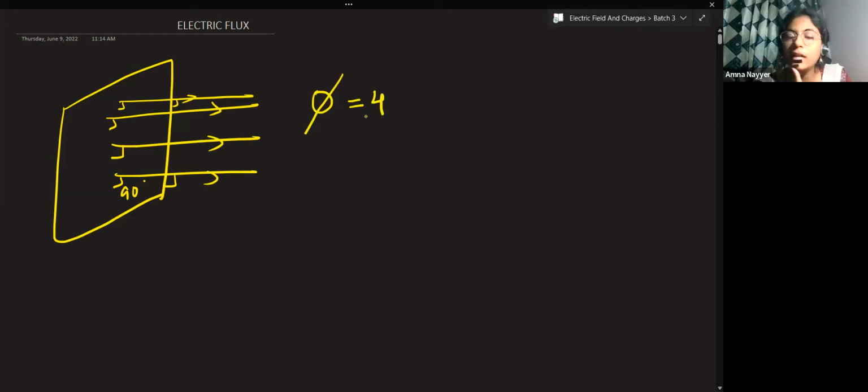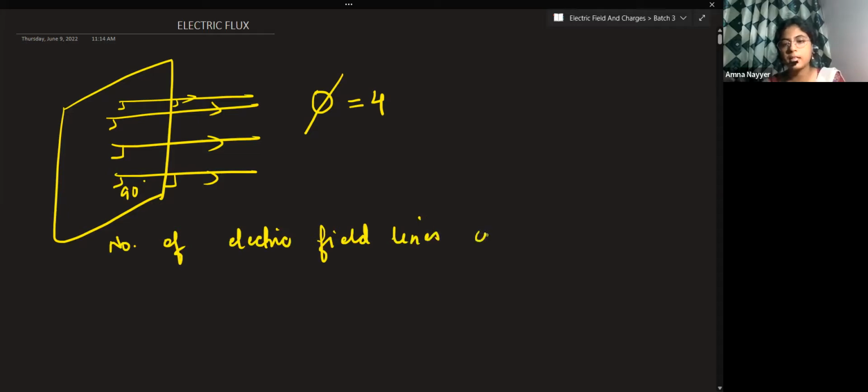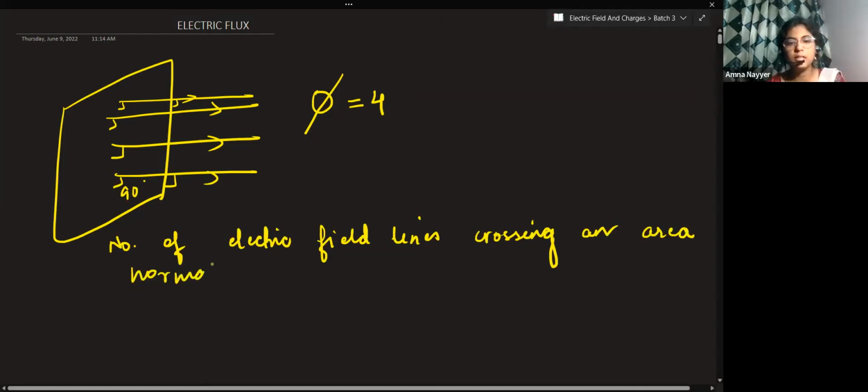So the number of electric field lines that are crossing an area perpendicularly or normally. Normally, we use the term for perpendicular. Electric flux means the number of field lines that are passing through an area perpendicularly or normally. I'll write it down: number of electric field lines crossing an area normally. Whenever I use the term normally, it means perpendicularly.